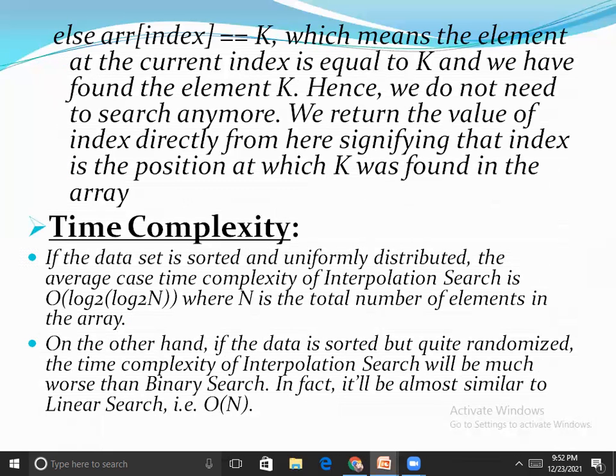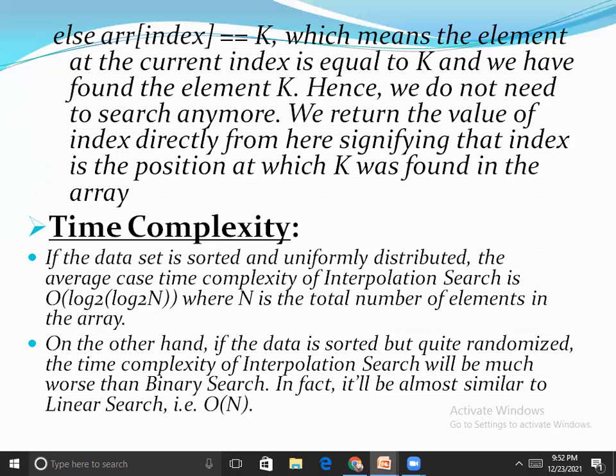Else, array of index equals k, which means the element at the current index equals k, and we have found the element k. Hence, we do not need to search anymore. We return the value of index directly, signifying that index is the position at which k was found in the array. So that was the algorithm for interpolation search.